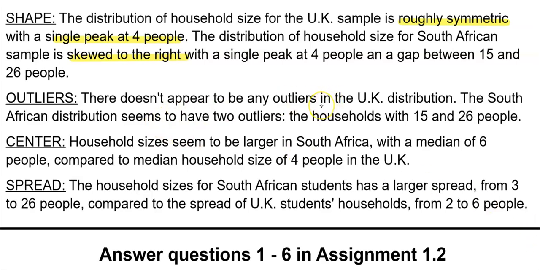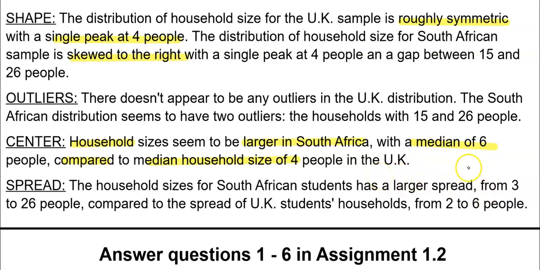So there doesn't appear to be any outliers in the UK distribution. Everybody in the UK was nicely and tightly bunched. The South African distribution seems to have 2 outliers, the households with 15 and 16 people. So I described what my outliers are. The center, this is where I'm going to do comparisons. Household sizes seem to be larger in South Africa, with a median of 6, compared to a median household size of 4 people in the UK.